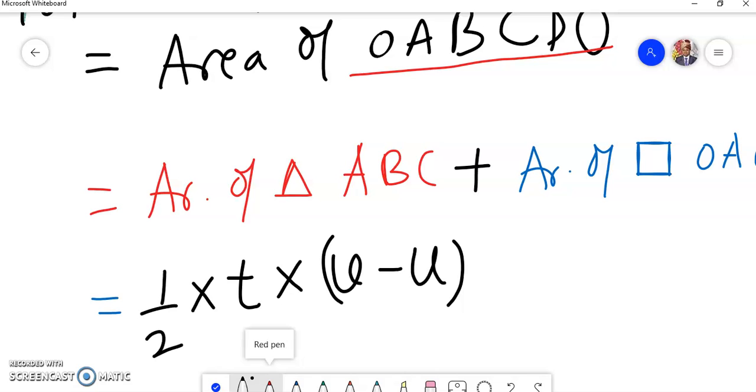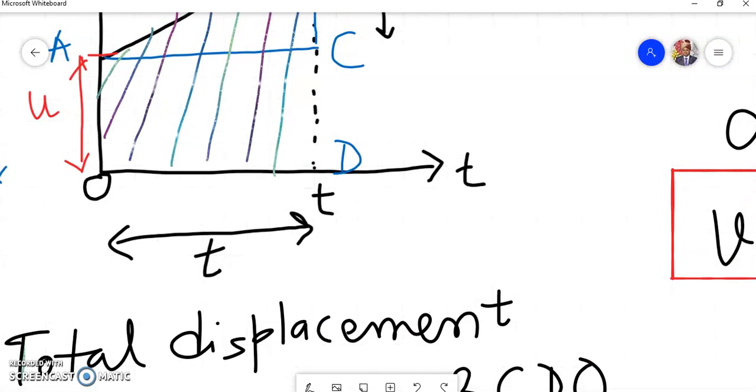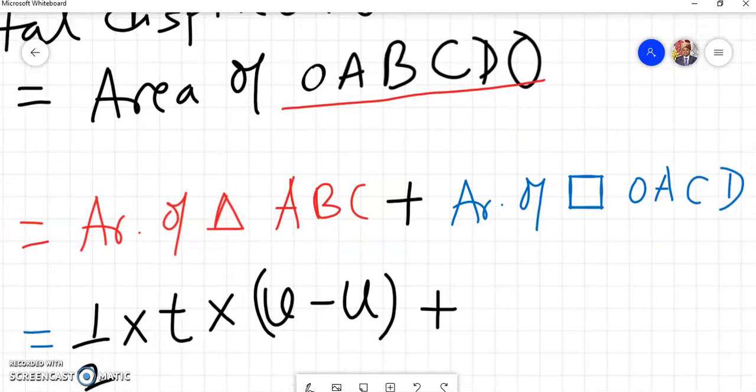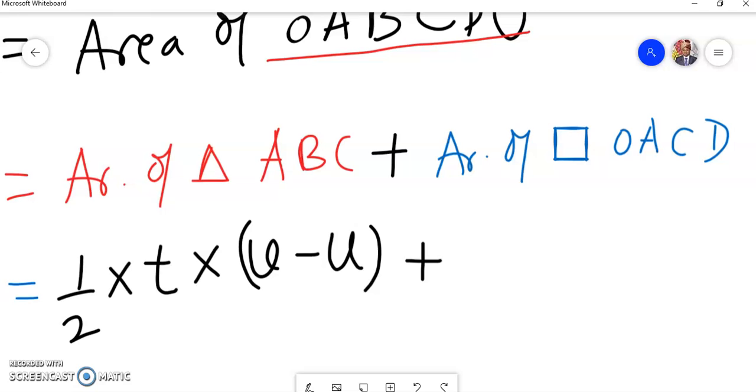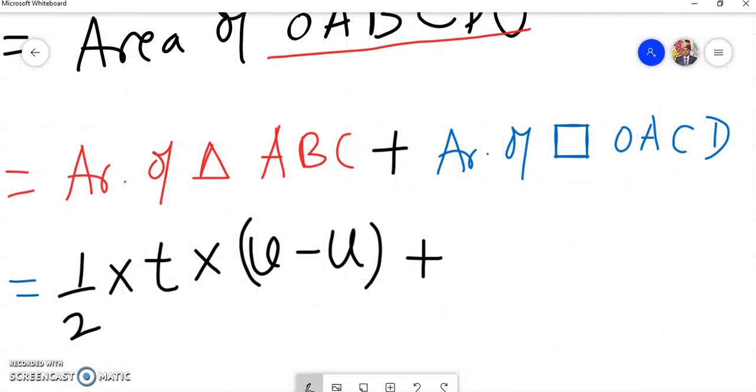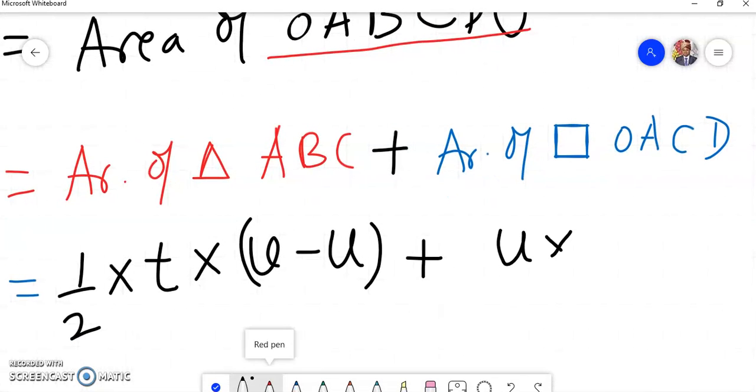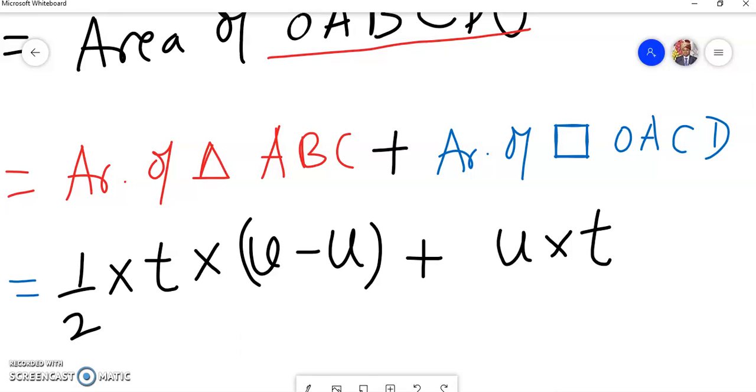Very simply, the area of rectangle, since in the rectangle we have length into breadth as area. So length is here T and base is here, means breadth is here U. So you can get that it is U into T. Now let us solve for it.